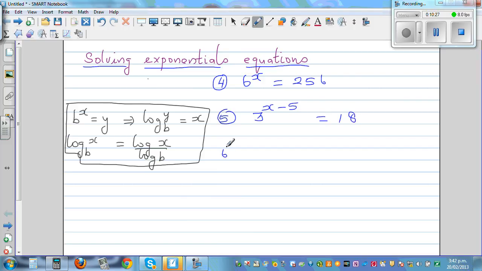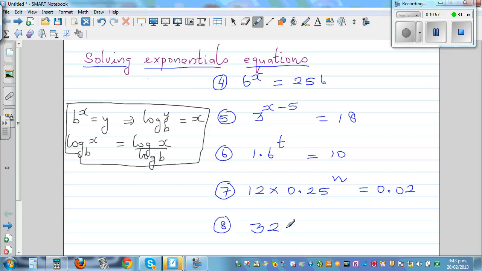Question 6 is 1.6 raised to t is equal to 10. And question 7 is 12 times 0.25 raised to n is equal to 0.02. And question 8 is 325 times 0.8 raised to t is equal to 5.